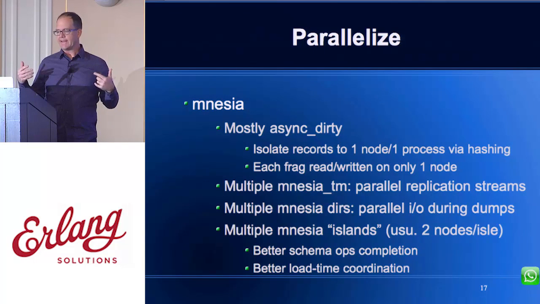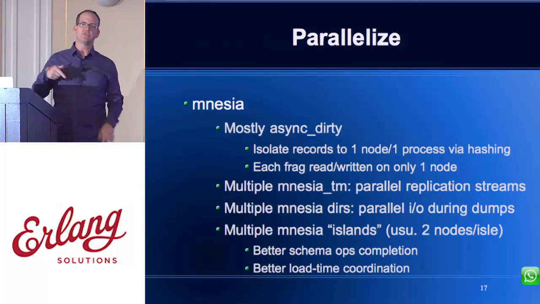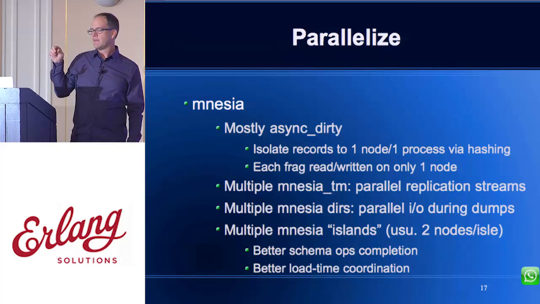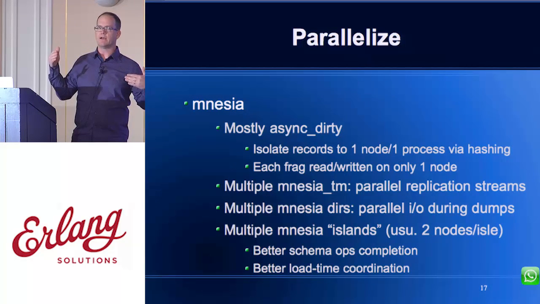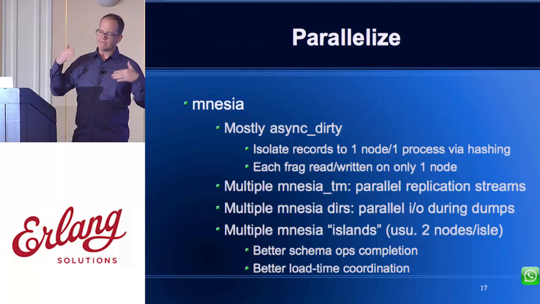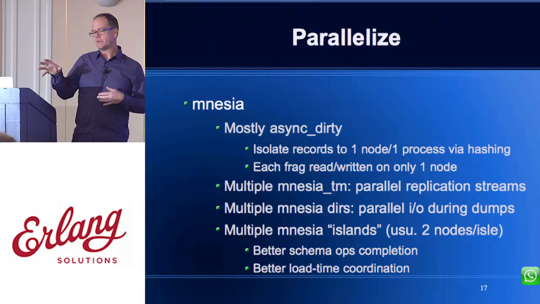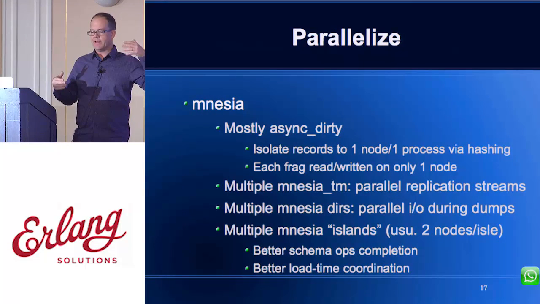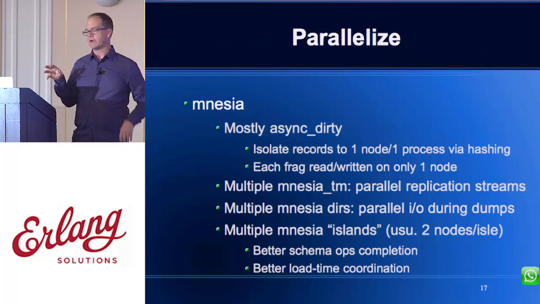We also ensure that each Amnesia fragment is only being written to or read from on one node at the application level, and that allows us to have replication streams that only go in one direction. So if we have two peers, one side's doing access to one set of fragments and replicating to the other side, and the other, its peer node, is doing the same in the reverse direction, but they're not sharing application access on the same fragments at the same time.